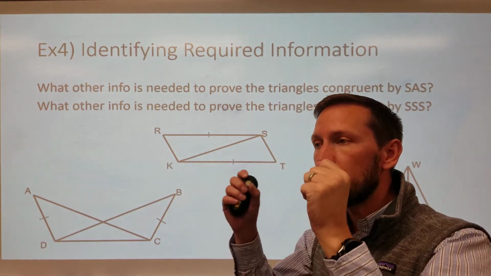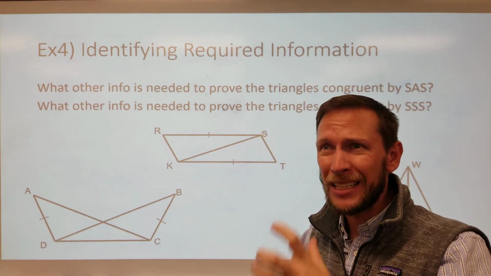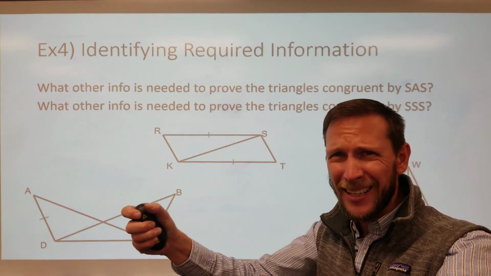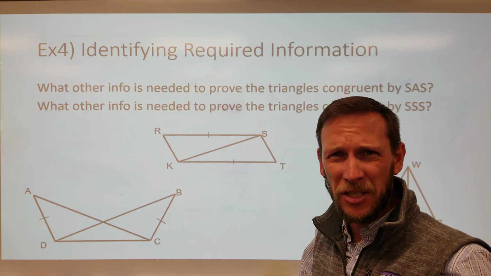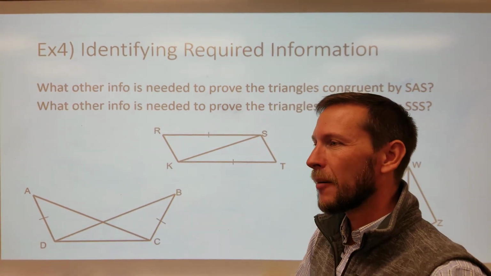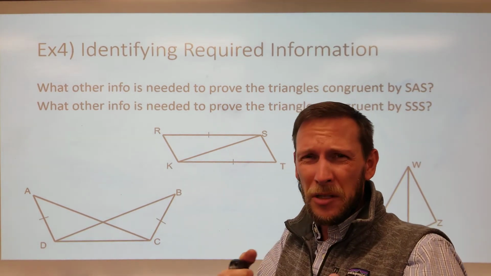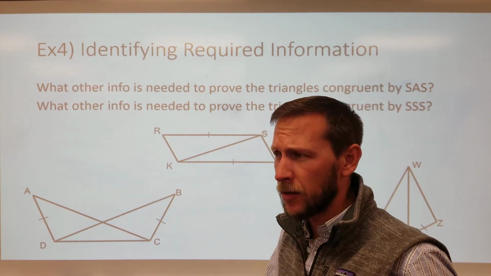And so being able to pause and say, all right, I have this, what else would I need for side, side, side? I would need these sides congruent. Are they congruent? Can I prove that they're congruent? Is there other information I can use, like a midpoint or a bisect or something else? I need this pair of angles. Do I have any parallel lines so I can use the alternate interior angles theorem or the corresponding angles theorem?